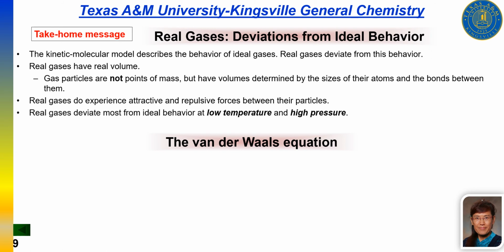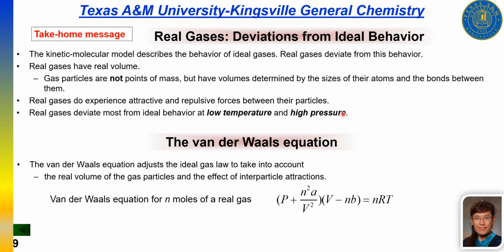So this is essentially about Graham's law to determine effusion, followed by several take-home messages for all of you. The first one is about real gases. Real gases do deviate from ideal behavior. The kinetic molecular model describes the behavior only for ideal gases. Real gases deviate from these behaviors. In which way? Number one, real gas particles have real volume. Each gas particle is not just a point of mass, but it does have volume. Gas molecules have volume and mass, even though they are very tiny. Real gases also experience attraction and repulsion forces from the other particles. Real gases deviate most from ideal gas behavior at low temperature and high pressure.